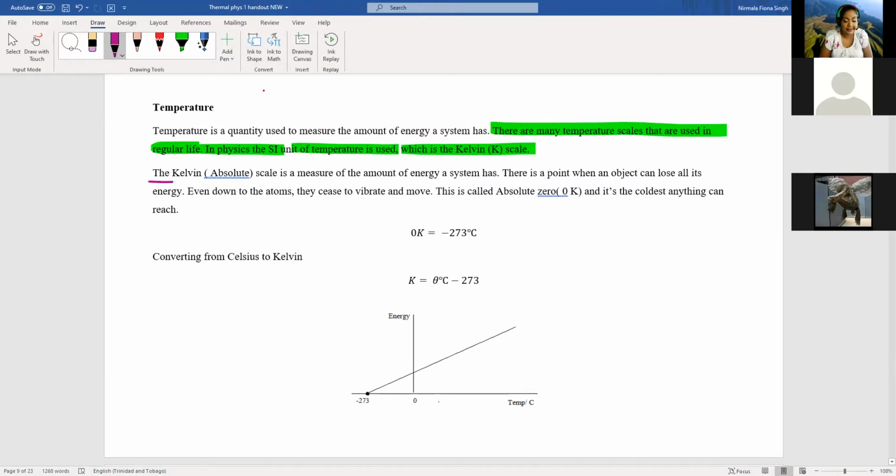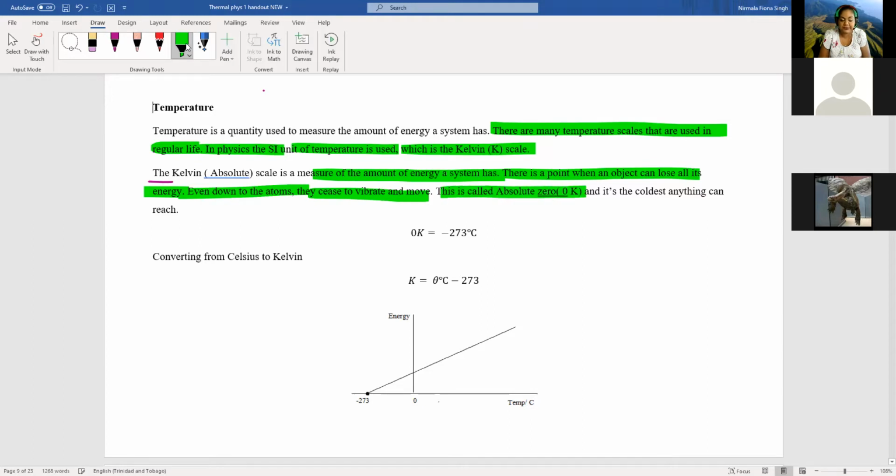The Kelvin or absolute scale, it's called the same thing. So if we're referring to the absolute scale, we're also referring to the Kelvin scale, which is a measure of the amount of energy a system has. There's a point when an object can lose all its energy. So there is an absolute zero. There's a limit to how cold something can get. Even down to the atoms, they cease to vibrate and move. This is called absolute zero, otherwise known as 0 Kelvin.